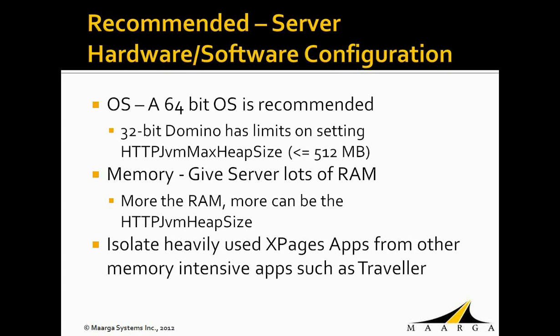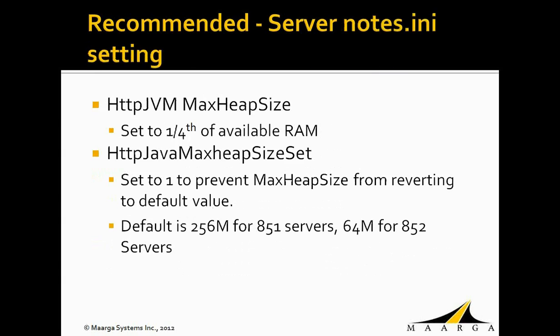The next thing we will see is the settings we need to watch out for in the notes.ini file. For each server there will be a notes.ini file, and there are two variables that need to be set. One is the HttpJVMMaxHeapSize. As a rule of thumb, however much RAM you have, you can set your HttpJVMMaxHeapSize to 1/4 of your available RAM. If your server has 4 GB RAM, then you can set it to 1 GB, and the JVM heap is allocated 1 GB, and your XPages applications will have better performance, free of out-of-memory errors, and so on.